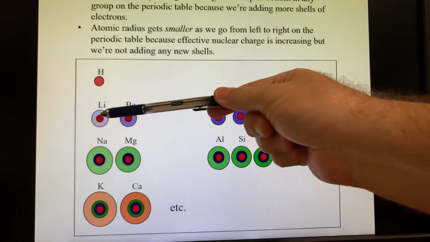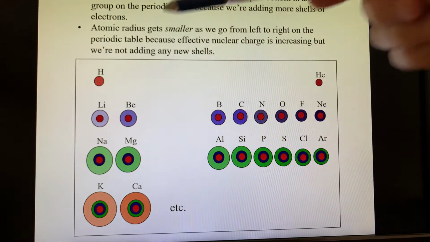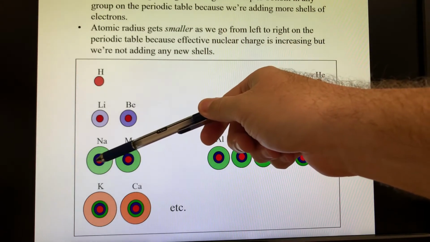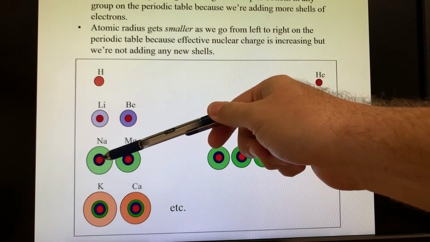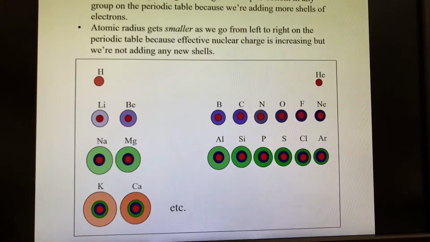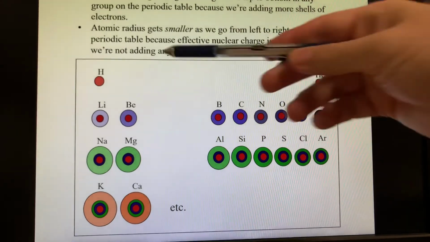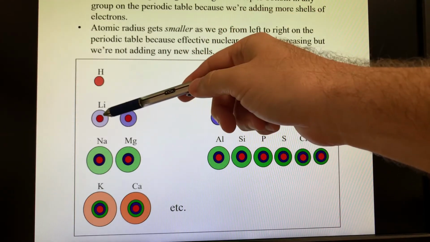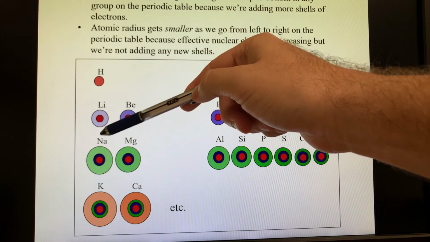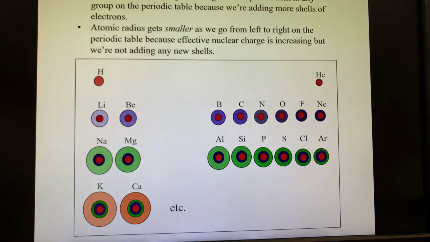Lithium has 1s electrons and 2s electrons. Sodium has electrons in n equals 1, electrons in n equals 2, and an electron in n equals 3. So that should make sense. As we go down each row on the periodic table, we're adding another shell, so they get bigger.